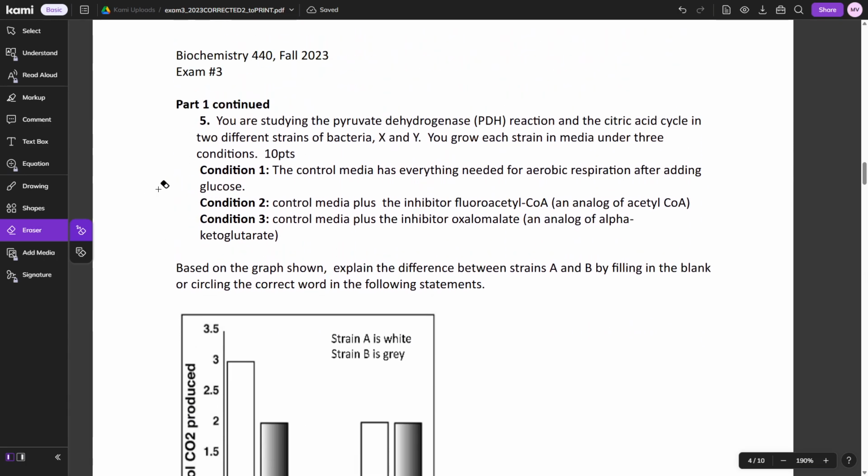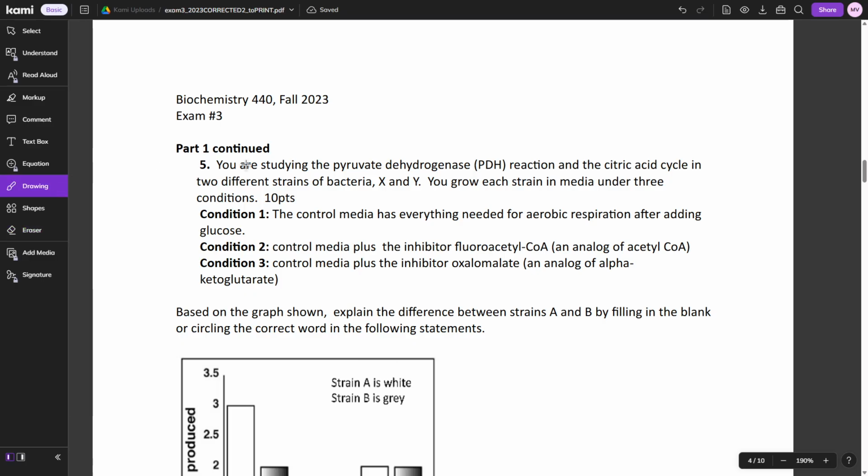Moving on, we have this one here. So if we look at this, it's a continuation of part one. So you are studying pyruvate dehydrogenase in the citric acid cycle, with two different strains of bacteria, X and Y. You grow each strain in a media under three different conditions. So condition one, everything for aerobic respiration, so just a normal standard control. For condition two, we're looking at the control media plus the inhibitor, which is an analog of acetyl-CoA.